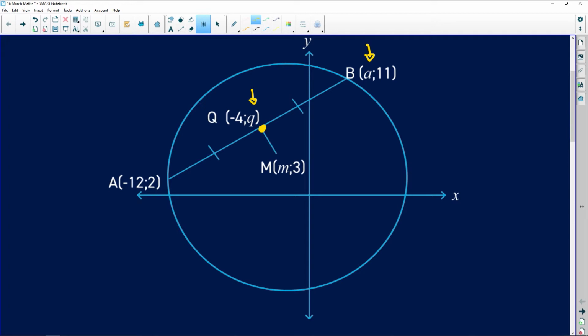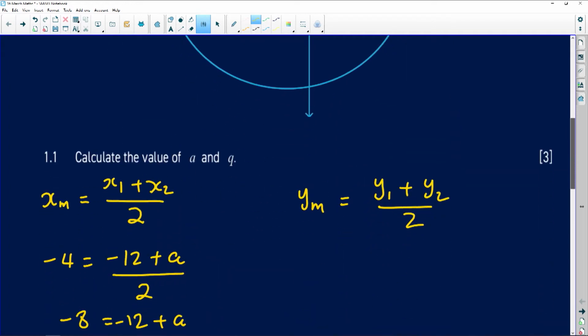And then my y1 will be 2, my y2 will be 11. So I'm going to come back here and say small q equals 2 plus 11 divided by 2. And then finally, we can claim that q has to be 13 divided by 2. And that will be the answers of small letter a and small letter q, those two variables.